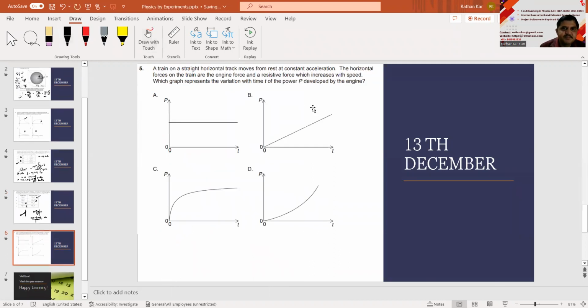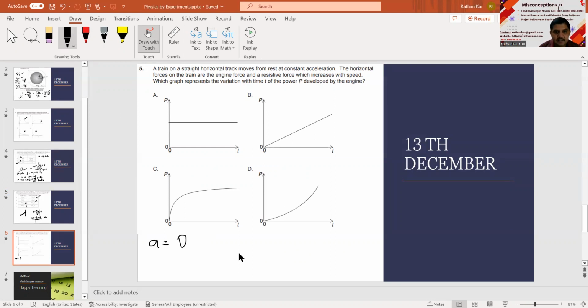Next. A train on a straight horizontal track moves from rest at constant acceleration a. The horizontal force on the train is the engine force and the resistive force, which increases with the speed. Which graph represents the variation with the time t of the power P developed by the engine?